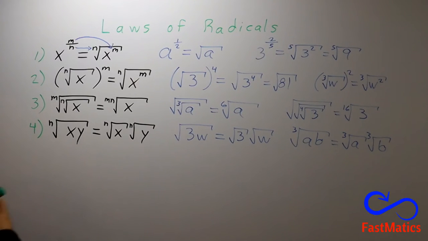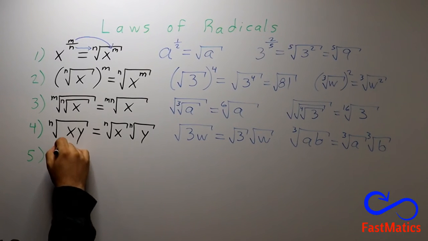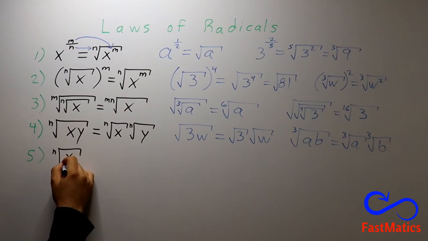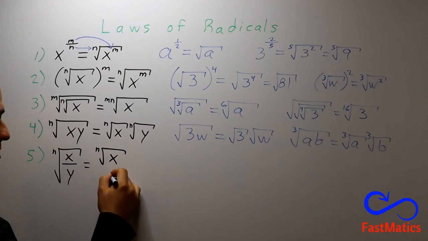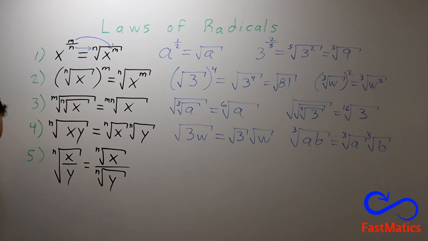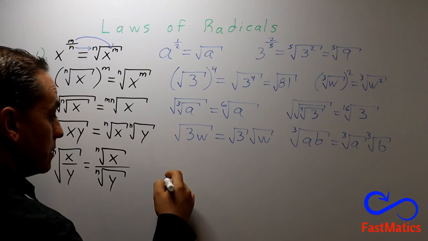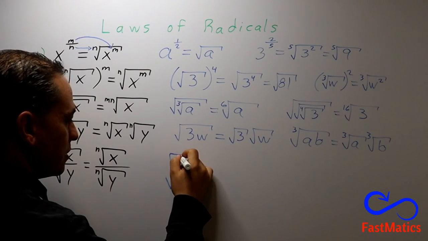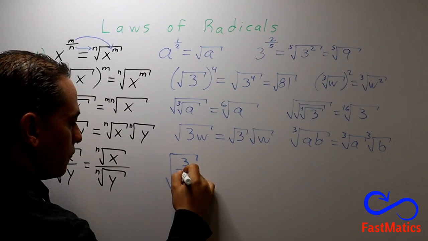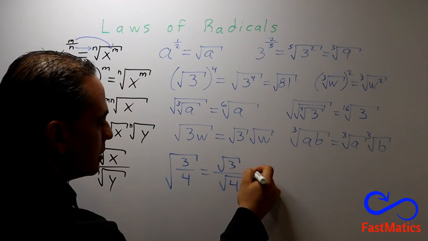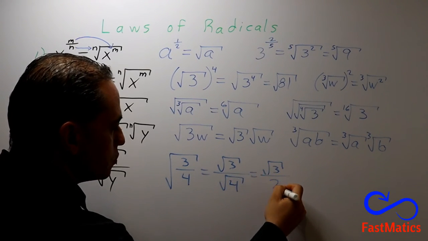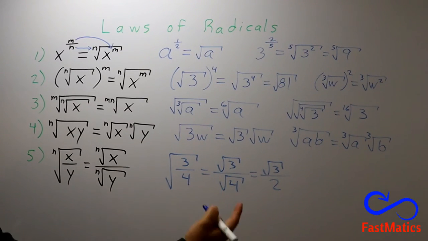Finally, the last law of radicals is the nth root of x over y is equal to the nth root of x divided by the nth root of y. For instance, the square root of 3 over 4 is the square root of 3 divided by the square root of 4. That is the square root of 3 divided by 2, because the square root of 4 is 2.